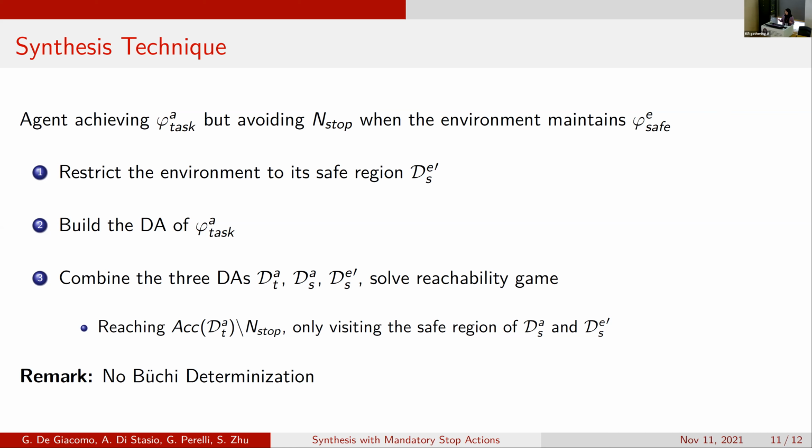In particular, the goal of this reachability game is that we have to reach the accepting states of the agent task automaton. But at the moment of reaching it, we have to avoid these non-stop states. And along the way of reaching it, we can only visit the safe region of the agent safety and also the environment safety. Again, in this complete procedure, there's no step that involves Büchi determinization.